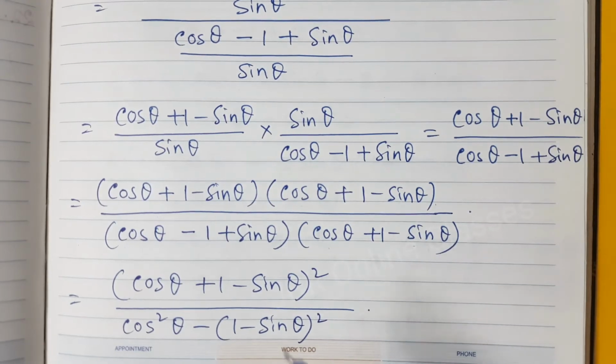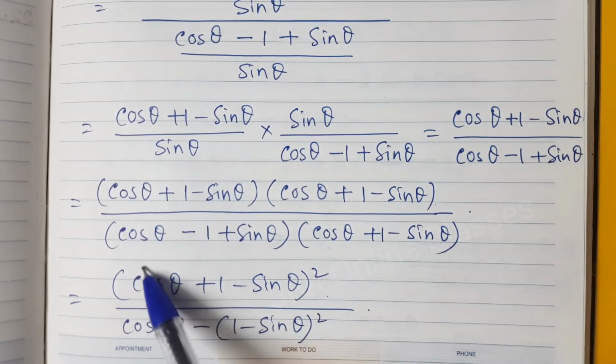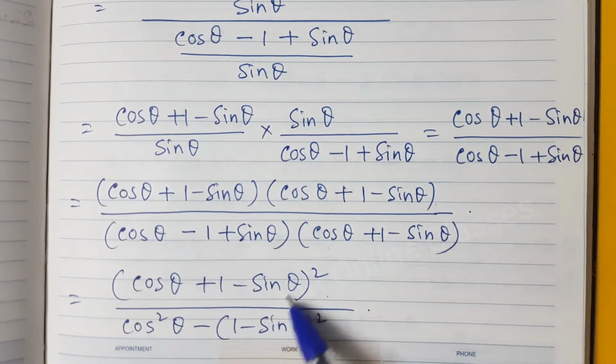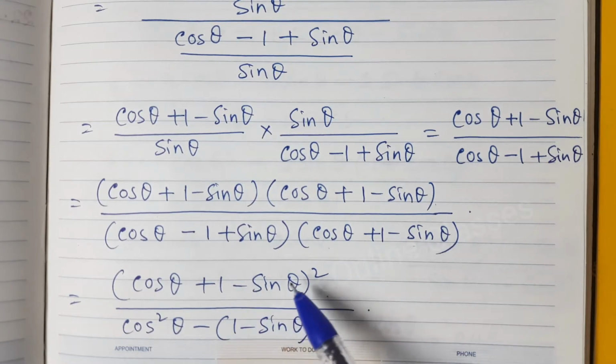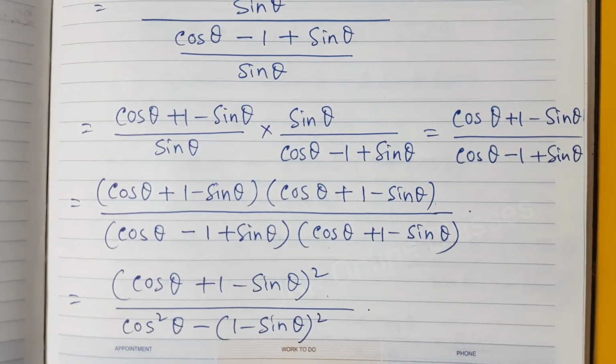From here on we will break every possible square, like 1 minus sine theta whole square, so we will apply the a minus b whole square formula. Here also you just break this square, so you pick cos theta as a and 1 minus sine theta as b, and you apply the a plus b whole square formula. Again 1 minus sine theta whole square will come. There also you just break the formula.